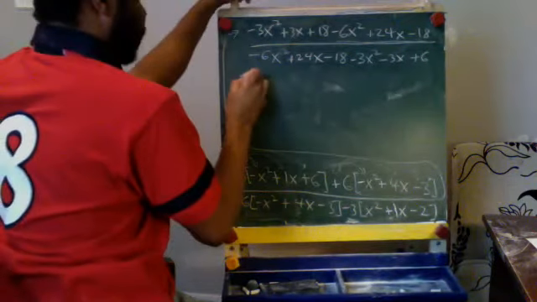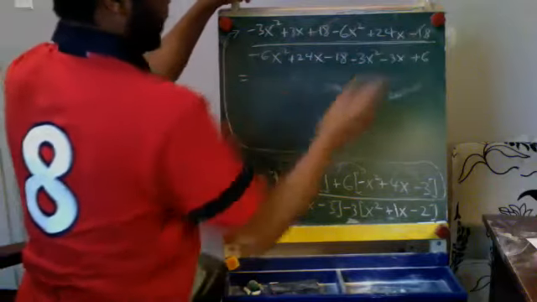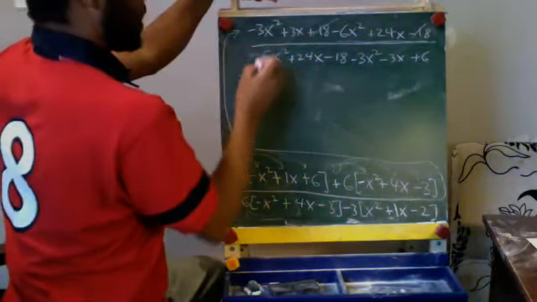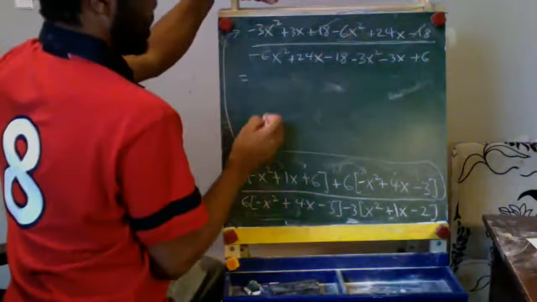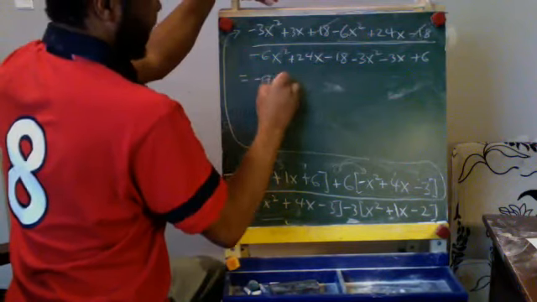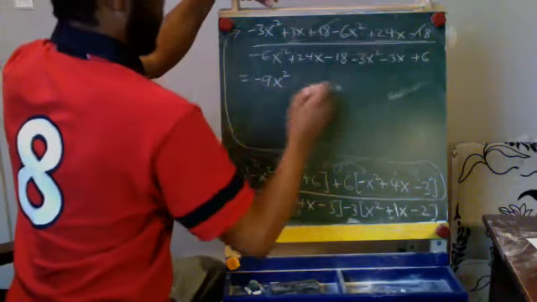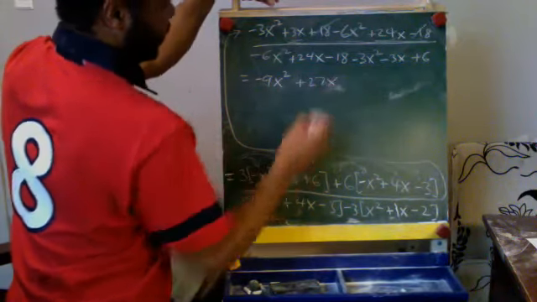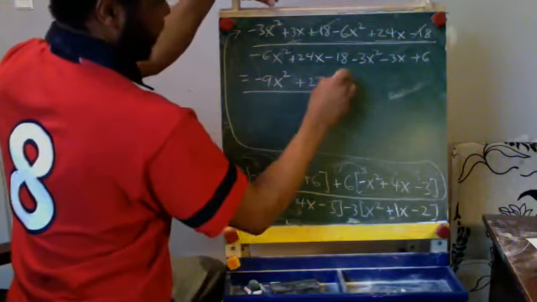All right, cool. So we're almost done. So now positive 18 and negative 18 cancel out, right? They cancel out each other. So now I have negative 3x squared minus 6x squared is going to be negative 9x squared. I'm going to have a 3x plus a 24x is going to be a positive 27x, which is going to be nice because I can factor something up here.